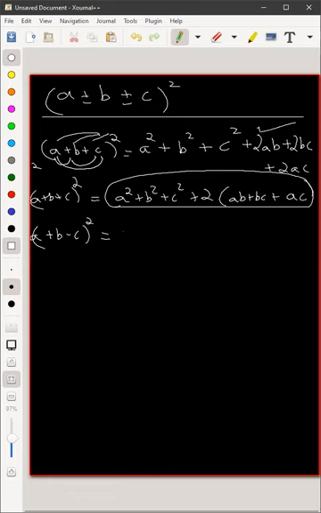Yes, sir. It would be a square plus b square plus c square, plus 2 in the brackets ab plus minus bc, no, minus ac. First you tell me this one, without the bracket. 2ab minus 2bc and minus 2ac. All of you see how we got this minus and minus here?